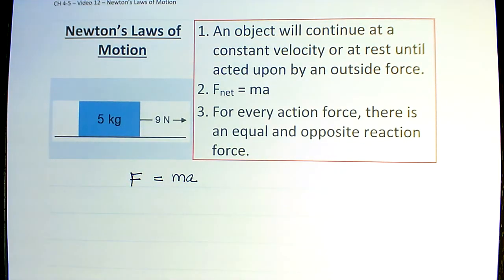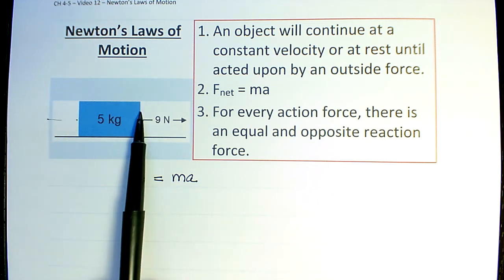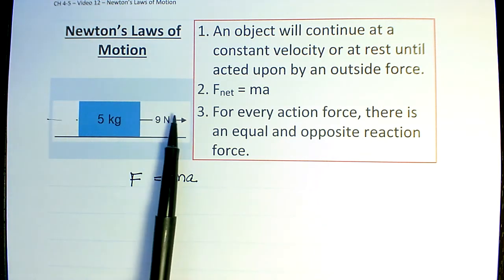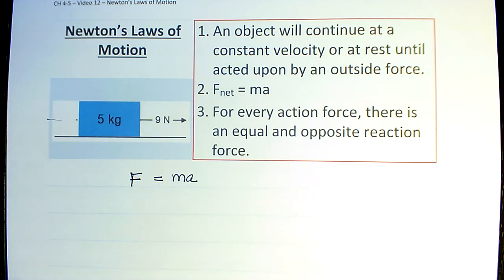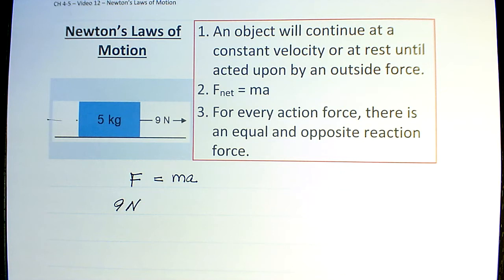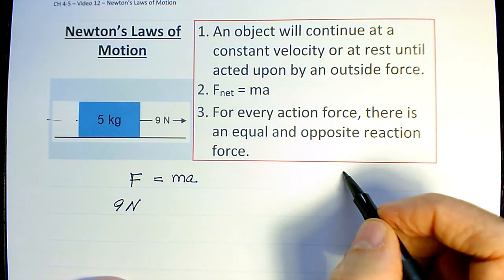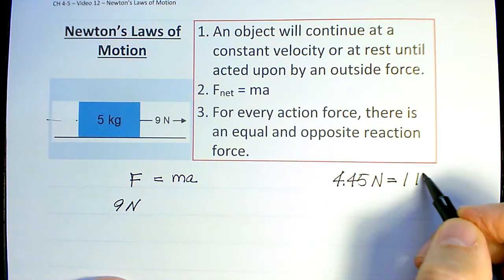The net is the vector sum. So if there were another force pulling in the opposite direction or in the same direction, we would have to add them, taking the directions into account. In a one-dimensional world, that's plus and minus. So this is 9 newtons, and the newton is the SI unit for force, and the familiar unit of force in our imperial system is the pound. There are 4.45 newtons in 1 pound.